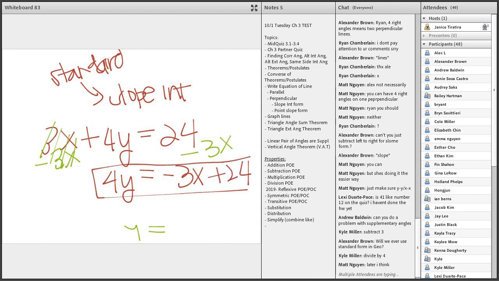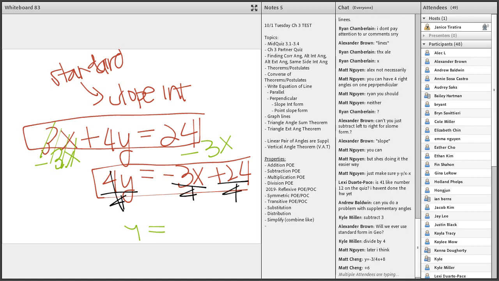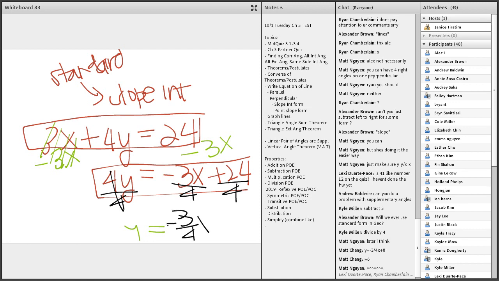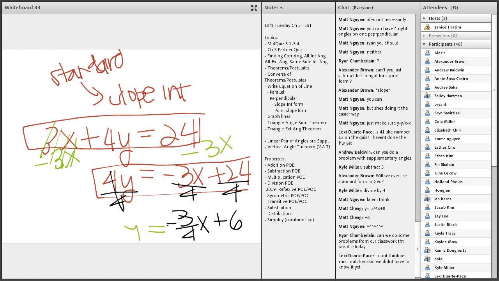So this is your new equation, not the final answer, but the new equation. And then now you're like, I have to get rid of the 4, so I've got to divide everything. Oh boy. So now you're done. You have negative 3 over 4 as your slope and 6 as your y-intercept. So therefore, this is now your slope-intercept form, and your slope is negative 3 over 4.